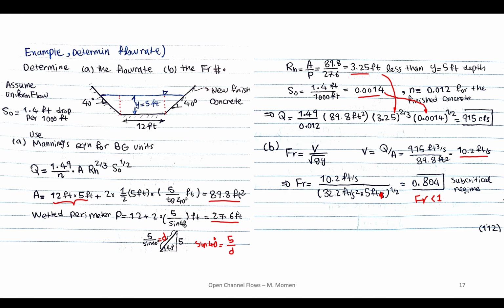Okay. So this was the first example. As you saw how we solved it, we just used the Manning's equation simply and plugged everything in the problem to find the Q, the flow rate in this open channel flow system.